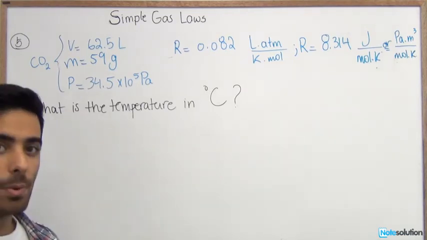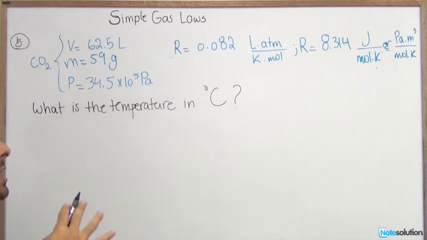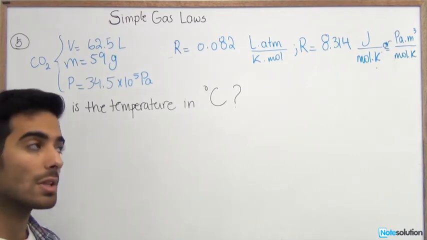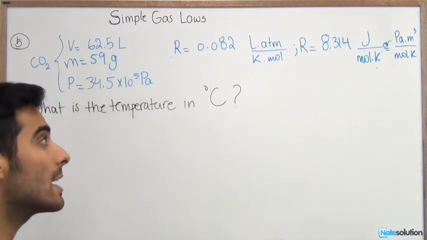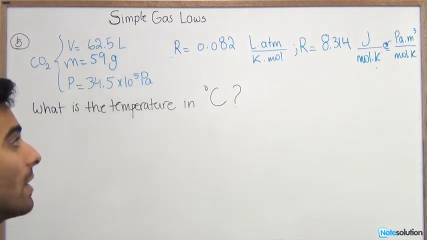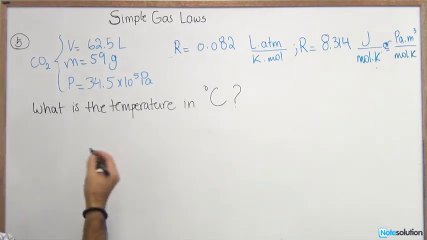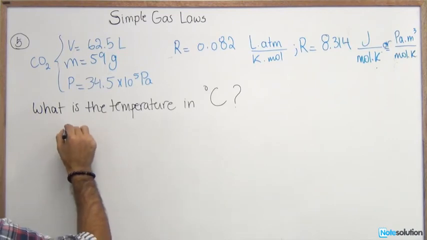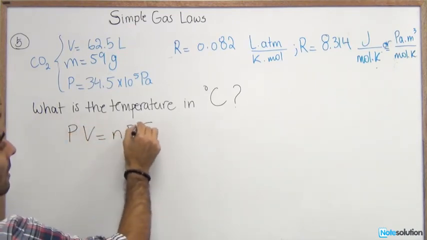As we probably know, we're going to have to use the ideal gas law. Remember that the difference between using the general gas equation and the ideal gas law is that the general gas equation is usually used when you have an initial and a final condition. In this case, we only have one condition and we want to find the temperature at that specific condition. So let's go ahead and use the ideal gas equation, which goes by PV equals nRT.